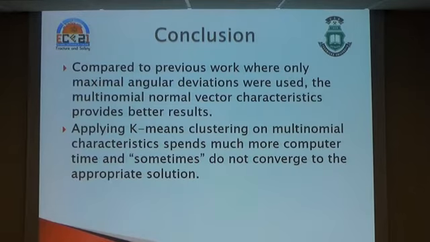On the other hand, there are some disadvantages to using the multinomial characteristics, because it takes much more computational time, and of course it can happen that K-means has problems converging to a good solution, so then it is optional to start a second time.